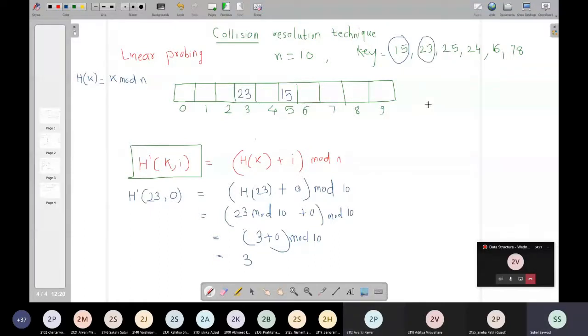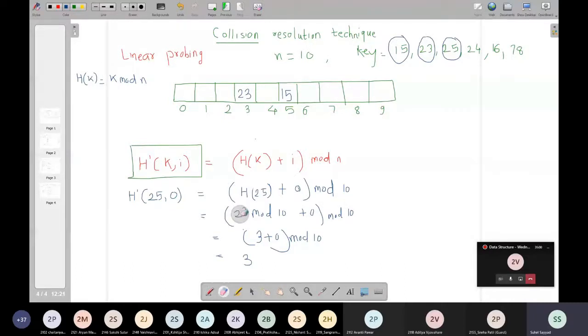Now we will pick the next value, that is 25, which is of interest for us because that will give us a collision. So next value that I pick up is 25. I am solving h dash of 25, 0. What is h dash of 25, 0? It will be h of 25 plus 0 mod 10. So it will give me 25 mod 10 plus 0 mod 10, which is 5 plus 0 mod 10, and the final answer I'm getting is 5.